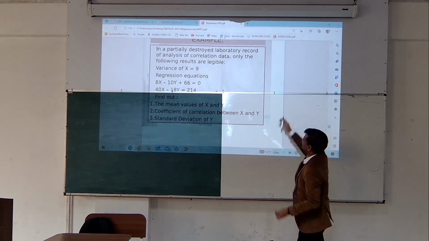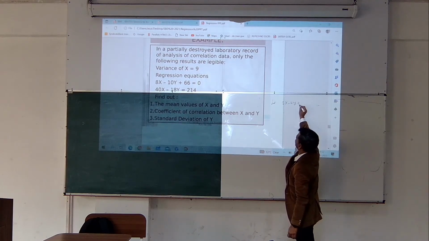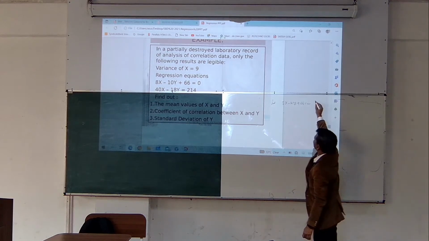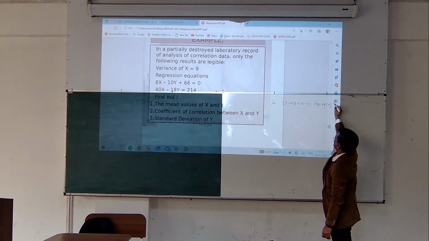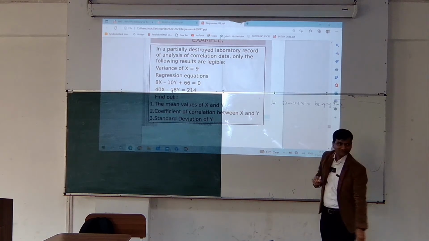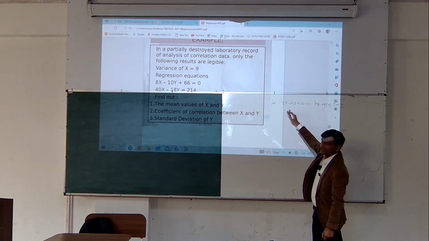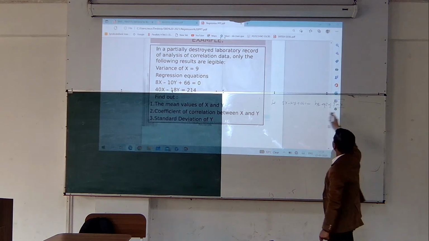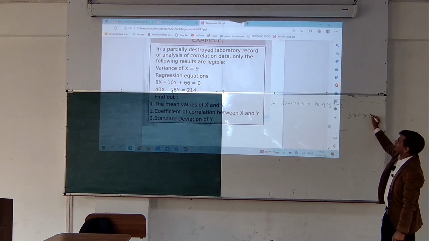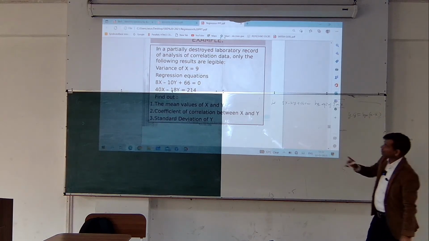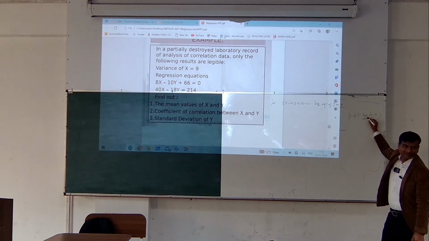So you have two equations. Let this, 8x minus 10y plus 66 equal to 0, be the equation of y on x. So obviously the next would be x on y. Now how would you find the byx? You already know the standard form is y minus y bar equal to byx times (x minus x bar). So you have to convert. That means the coefficient of x would be byx.